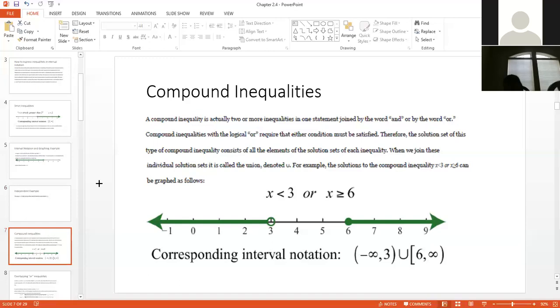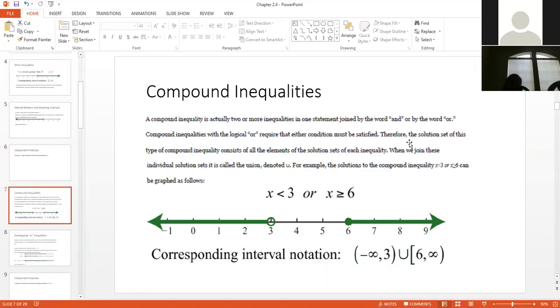Does solving compound inequalities make sense? I mean, graphing them and writing them in interval notation, thumbs up, thumbs down. I'm going to be going through some guided examples. If you don't have your camera on, you can just use the reaction. There should be a reaction somewhere here. Yeah, you can. Good.